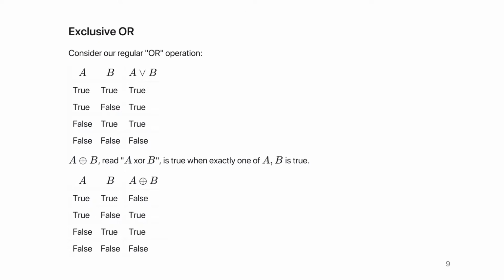Okay? So another operation that we can study that's a composition of the negation, conjunction, and disjunction is the exclusive OR. Okay, so our regular OR operation is true when both are true and when only one is true. It's really only false when neither is true. So we have this exclusive OR, A XOR B, which is true when exactly one of A or B is true. So notice here, it's false when they're both true.